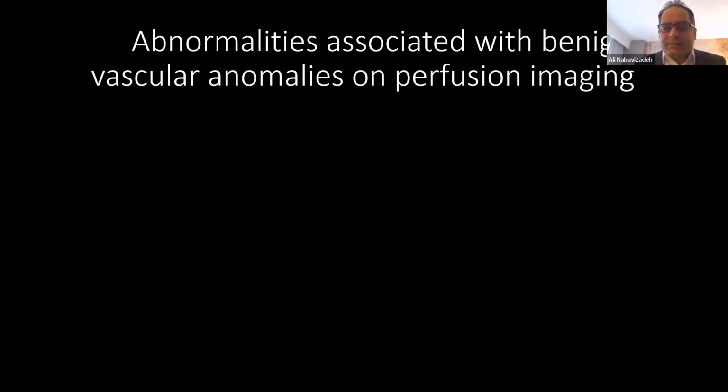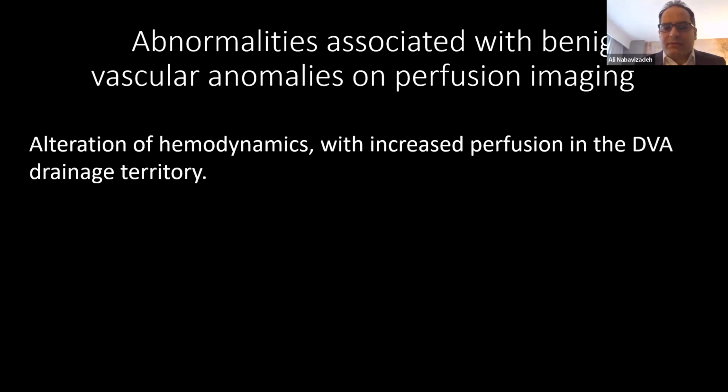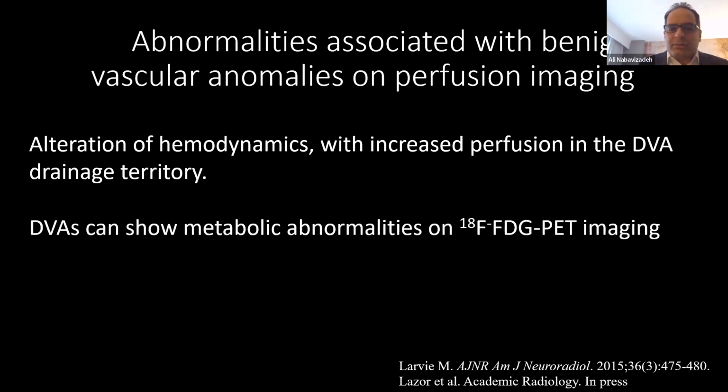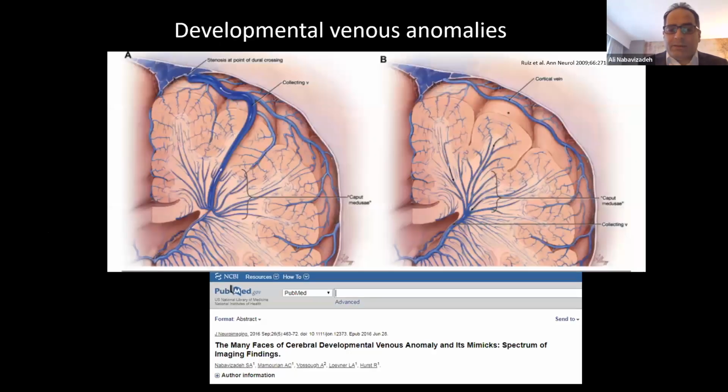So one thing that I want to emphasize is that sometimes benign vascular anomalies in the brain show up on perfusion imaging as high perfusion. The most common benign vascular anomaly in the brain is DVA, which is a network of vessels that look like a caput medusa and basically center around a drain through a central vein. Because of the alteration of hemodynamics, they can show increased perfusion. Developmental venous anomalies can also show metabolic abnormalities on FDG PET imaging.